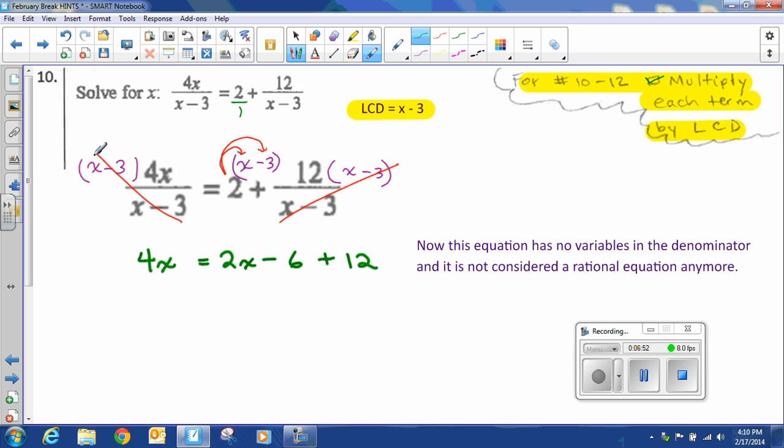The convenient thing is that these x minus 3's cancel out, these x minus 3's cancel out, and the 2 is going to have to multiply x minus 3 by distributing. That gives us 2x, and 2 times -3 is -6. 4x equals 2x minus 6 plus 12 is much easier to solve than the original equation.